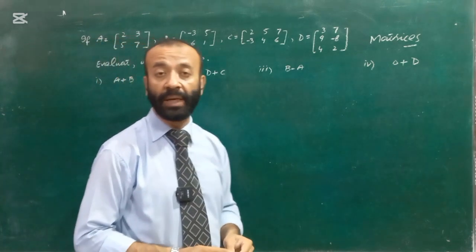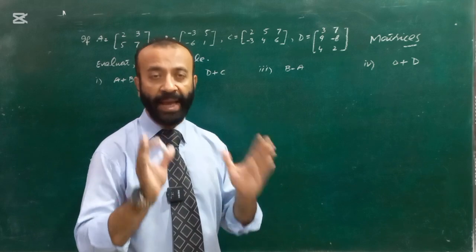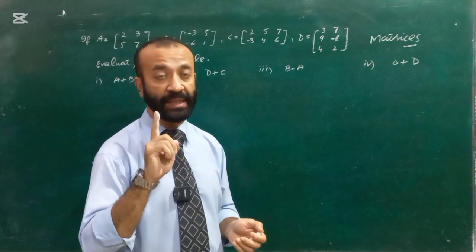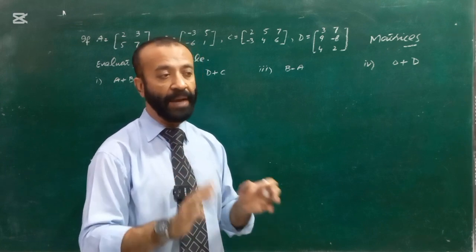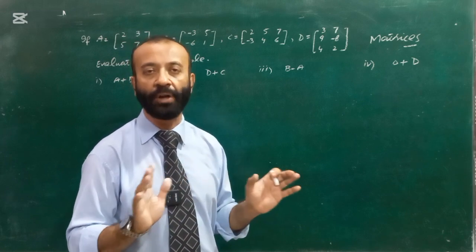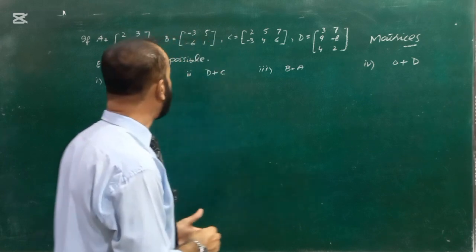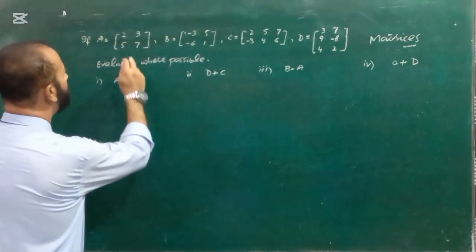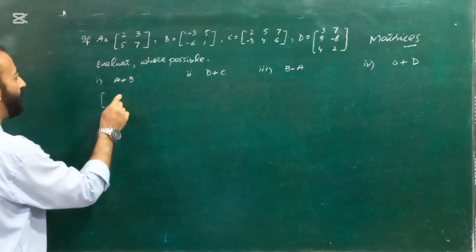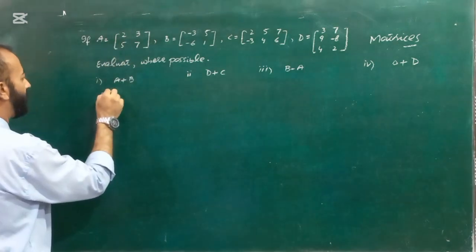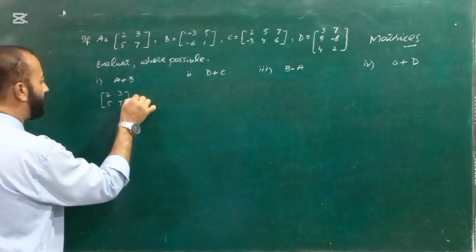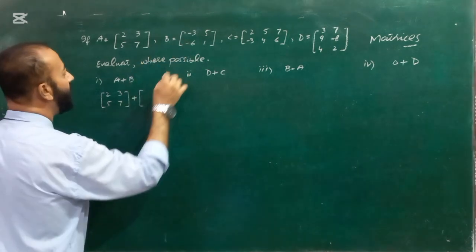Listen very carefully. For adding and subtracting matrices, the order should be the same. If the order is the same, then we can add and subtract the matrices. If the order is different, we cannot add and subtract. So look now, A plus B. Because the order of these two matrices is the same, we can add them. The method will be: first A is written, so 2, 3, 5, 7 will be written first. Then a plus sign is there. And then B. B is minus 3, 5.